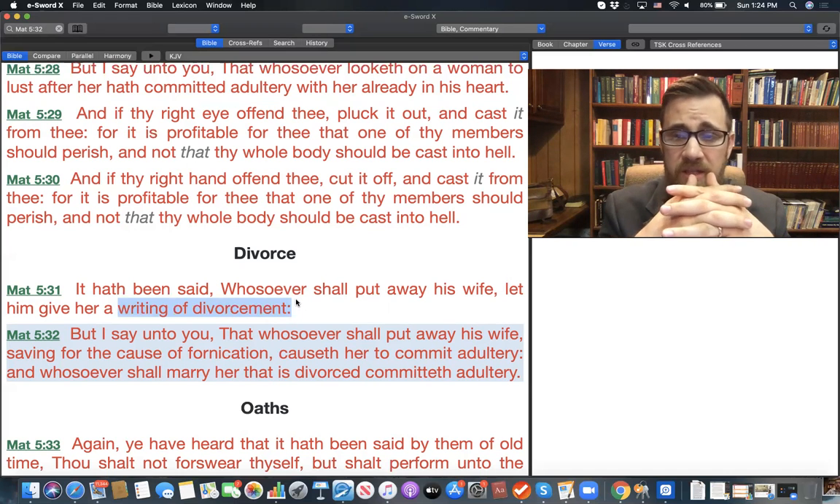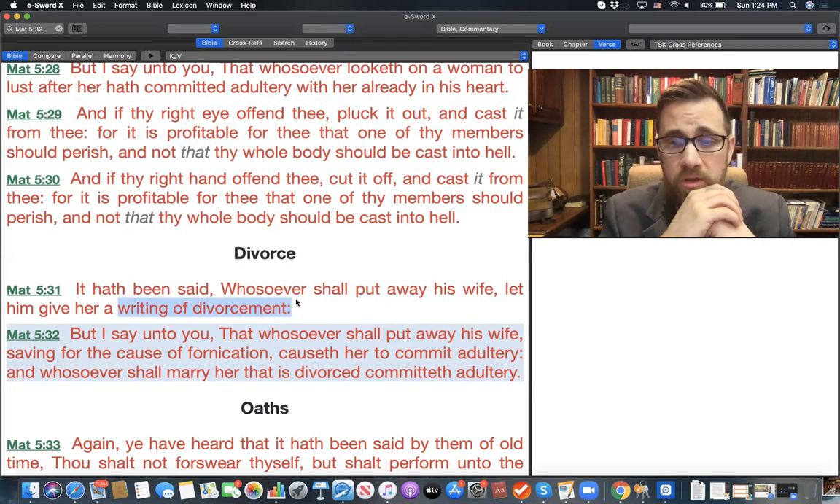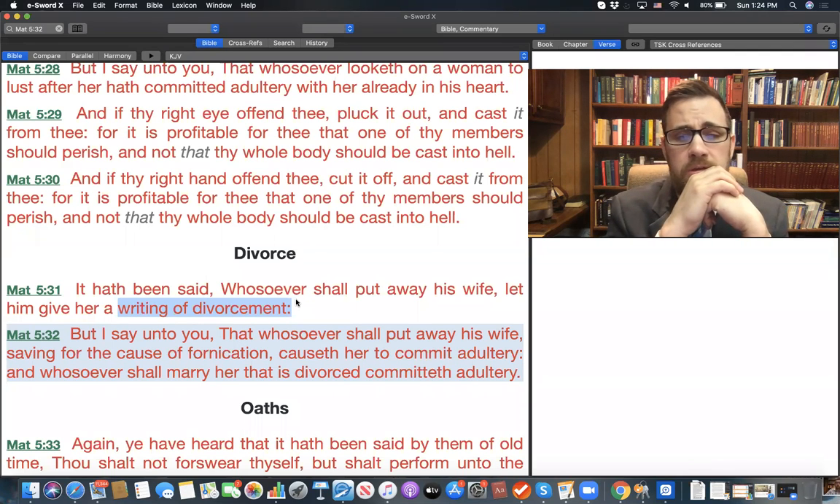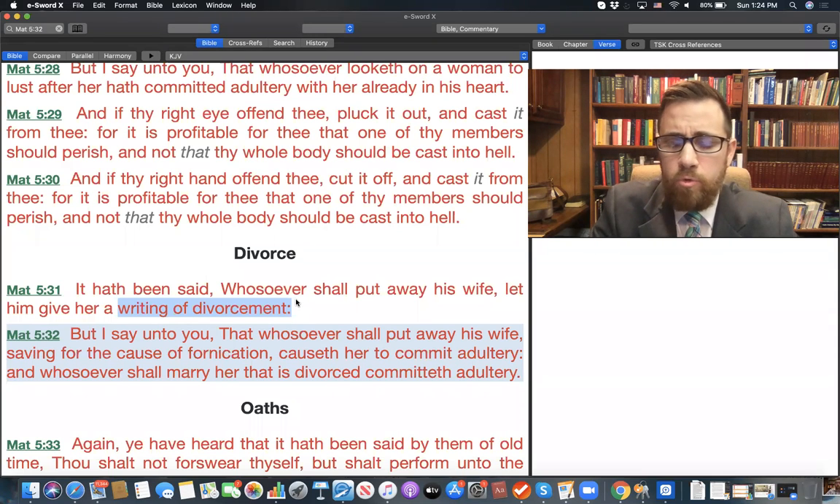And the only exception to that, the only thing that divides that union, is fornication, that act of intimacy that somebody commits outside of the marriage. And it's that act of fornication which allows an innocent family member to put away their spouse and then get remarried without committing adultery. That is the exception. But other than that, there is no exception to this.